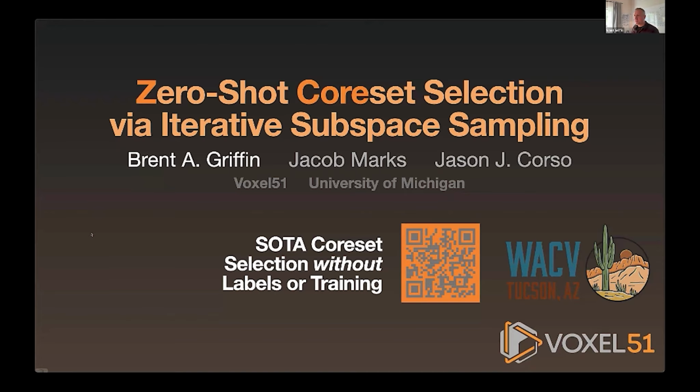My name is Brent Griffin, and this presentation is called Zero-Shot Coreset Selection via Iterative Subspace Sampling. This was work originally presented at WACV, along with everyone else here. So please see the paper for this talk for any additional details, along with all the other talks. It's a pleasure to be here for the meetup.